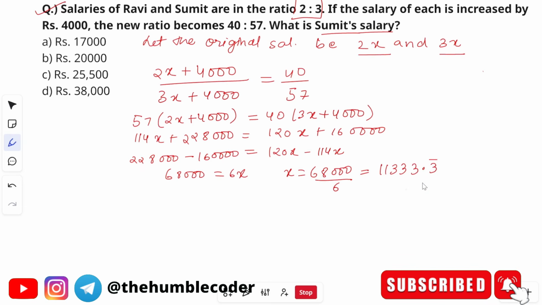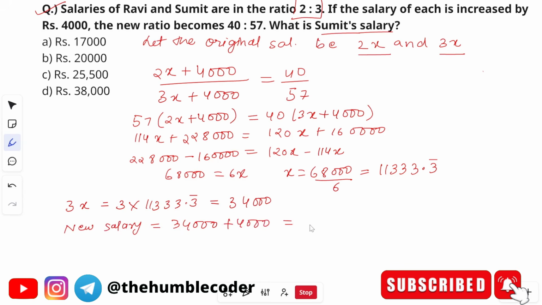Now let us substitute it in 3x, which is the original salary of Sumit. So 3 into 11,333.33, when you do it, you will get a round figure of 34,000. So this was the salary of Sumit originally, and what is the new salary? In the new salary there has been an increment of 4,000 from the previous salary. So when you increase it by 4,000, it will be 38,000.